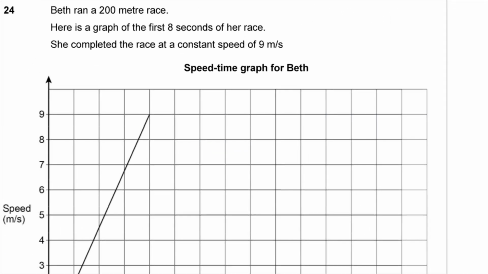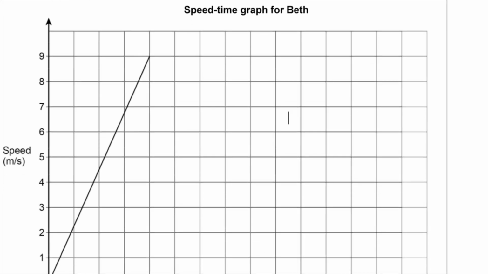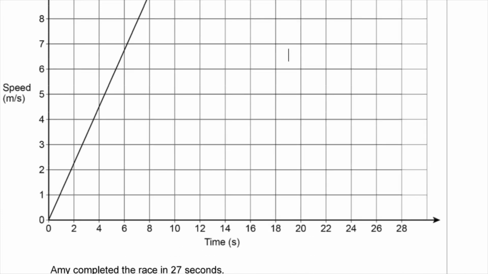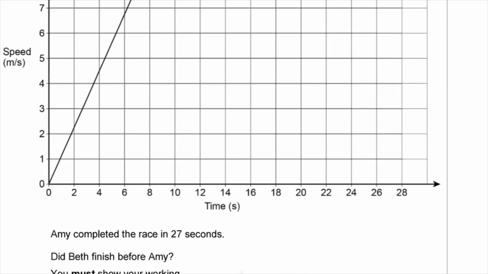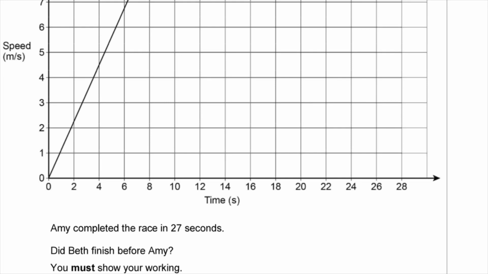Question 24. Beth ran a 200-meter race. Here is a graph of the first 8 seconds of her race. She completed the race at a constant speed of 9 meters per second. Okay, so we've got a speed time graph here. And we're told underneath that Amy completed the race in 27 seconds. Did Beth finish before Amy? You must show your working.